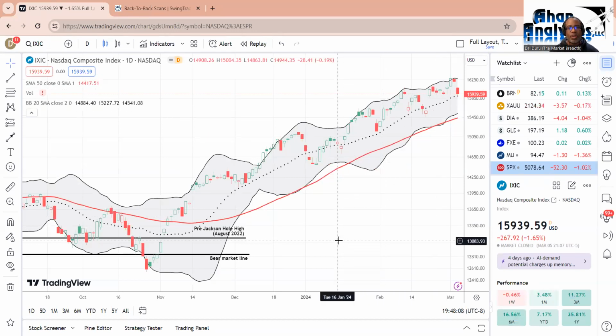So treat all of this as informational, do your own homework, your own research, do your own risk analysis. I'm not recommending any particular trade here. This is just for informational purposes.